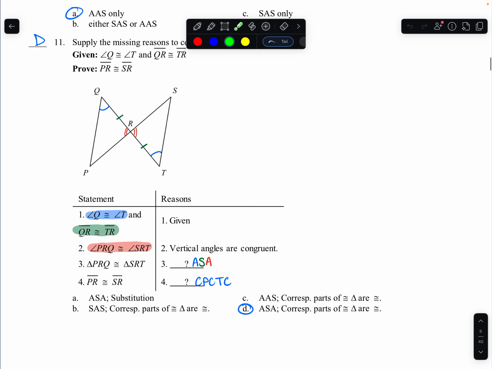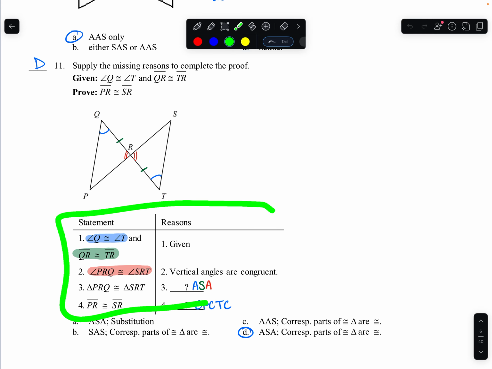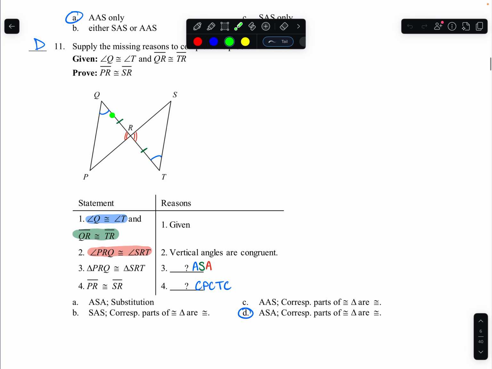Number 11, we're filling in the blanks to this two-column proof here. I color-coded it for you. So this given information is in blue and in green, there and there. And then the red part is just saying that vertical angles are congruent, so that's marked in the picture as well. And then line 3 says that the two triangles themselves are congruent. Triangle PRQ is congruent to triangle SRT.